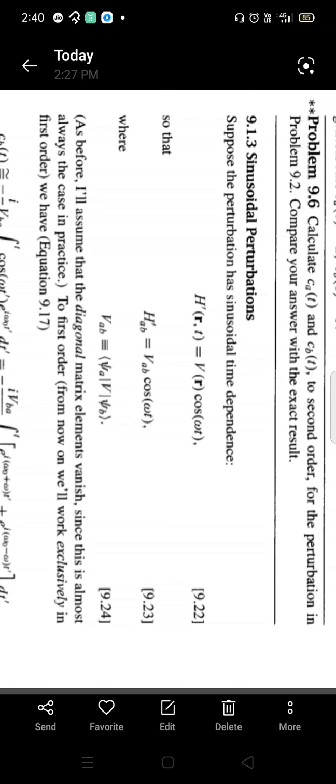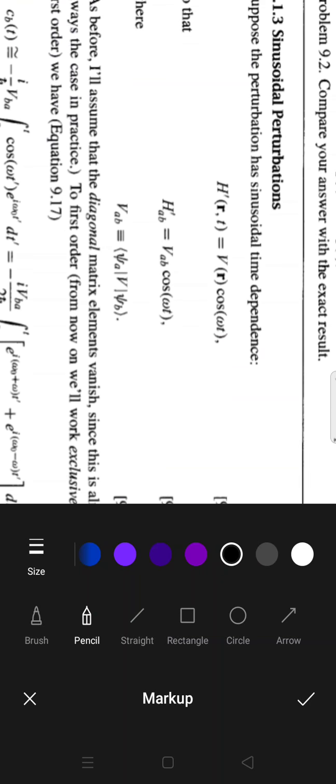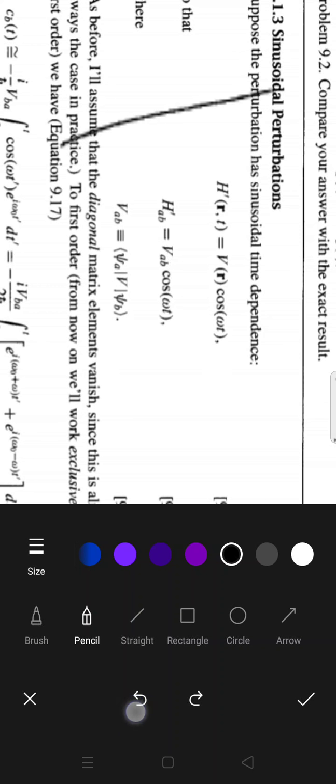Let's see the sinusoidal perturbation. What do you know about the sinusoidal wave? Sinusoidal waves are cos waves or sine waves. That is what we call sinusoidal. So here the perturbation is in the sinusoidal form.